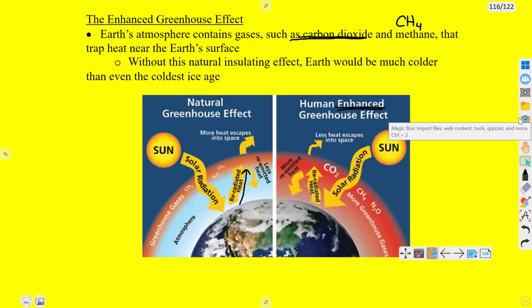The greenhouse effect is something that we have talked about in society a lot. A lot of people have heard about it. A lot of people are familiar with it. We're just going to flesh out some of the fine details here.